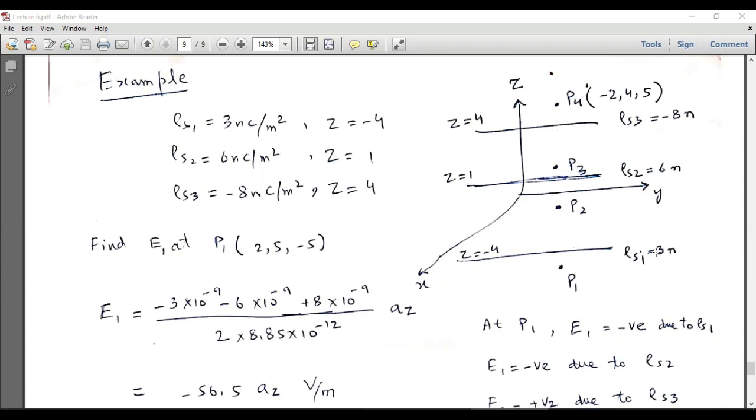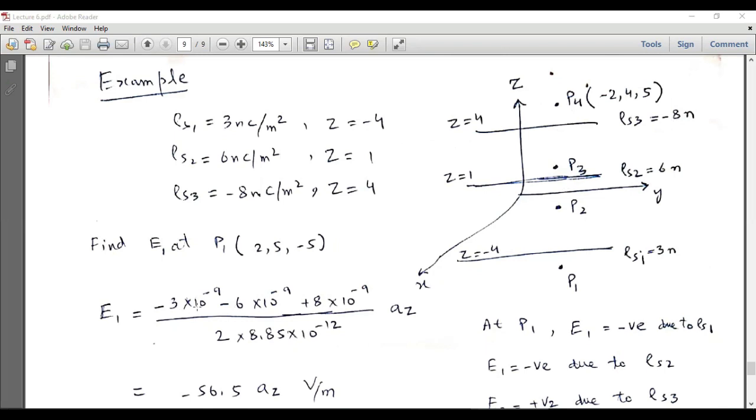So we will use minus 3 or 3 nanocoulomb and minus AZ. So this is the rho S1, 3 nanocoulomb per meter square, but we have to use minus AZ unit vector because the electric field lines are downward. Similarly, for this one, again, it will be 6 into minus AZ, and for this, it will be minus 8 into minus AZ. So it will become plus 8.